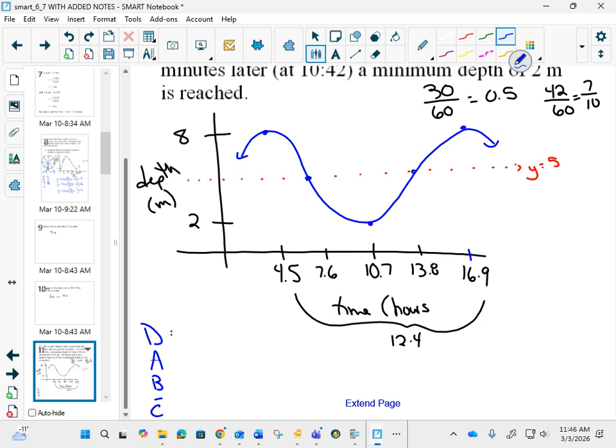You see that your D value, your center line, is 5. What's our amplitude? Center to the maximum, center to the minimum, 3. Our B value is 2 pi over our period, and I'm going to leave it as a not nice number: 2 pi over 12.4.